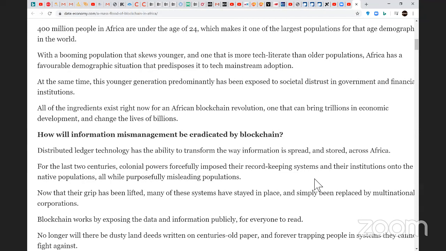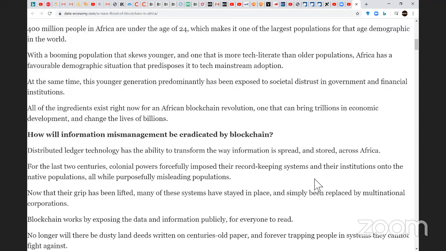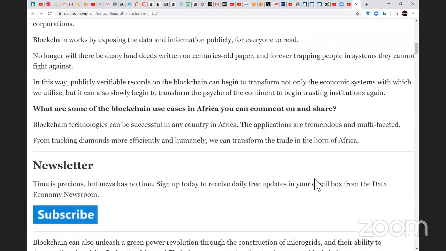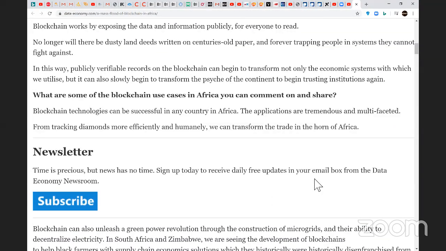Now that their grip has been lifted, many of these systems have stayed in place and simply been replaced by multinational corporations. Blockchain works by exposing the data and information publicly for everyone to read. No longer will there be dusty land deeds written on centuries old paper and forever trapping people in systems they cannot fight against. In this way, publicly verifiable records on the blockchain can begin to transform not only the economic systems we utilize, but it can now slowly begin to transform the psyche of the continent to begin trusting institutions again.